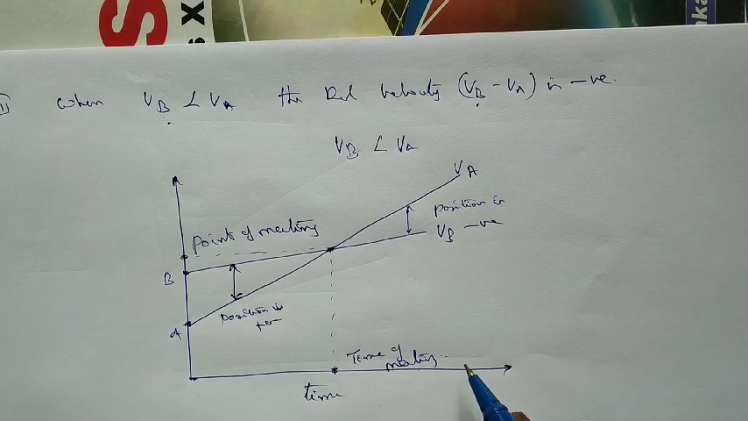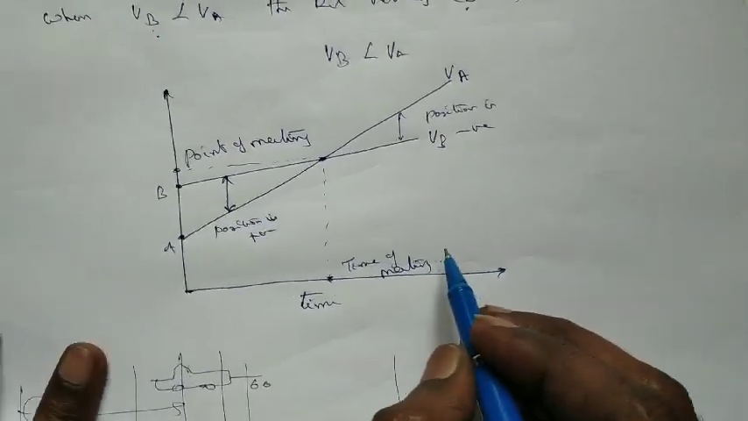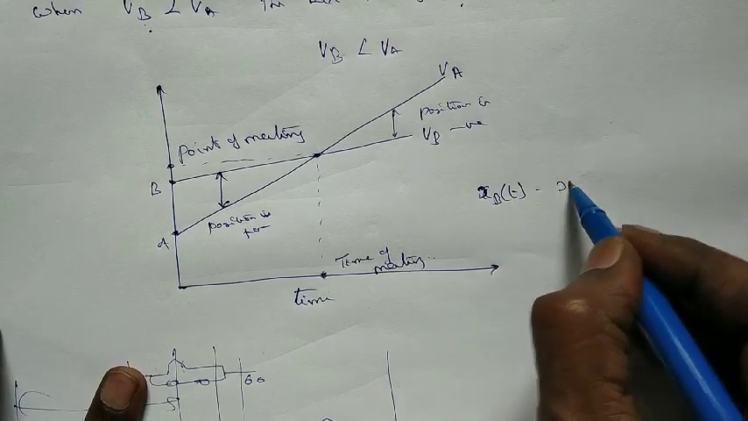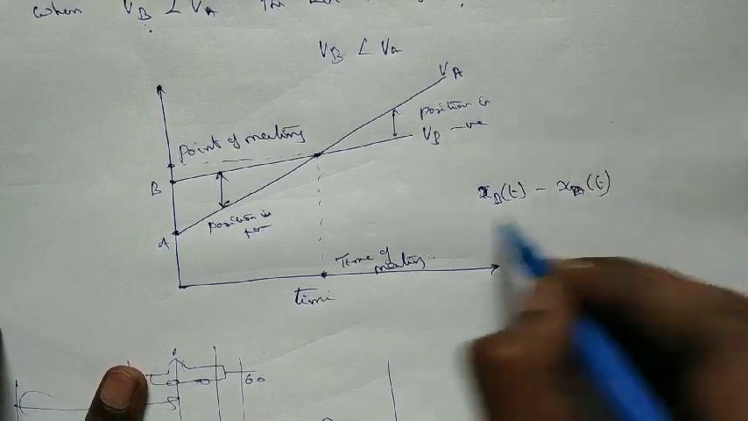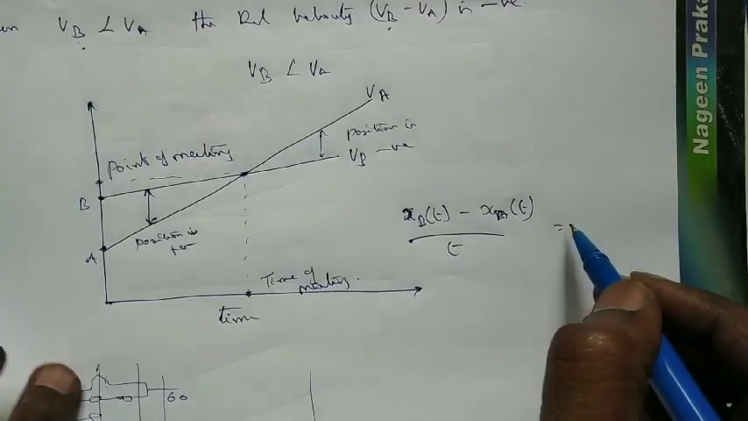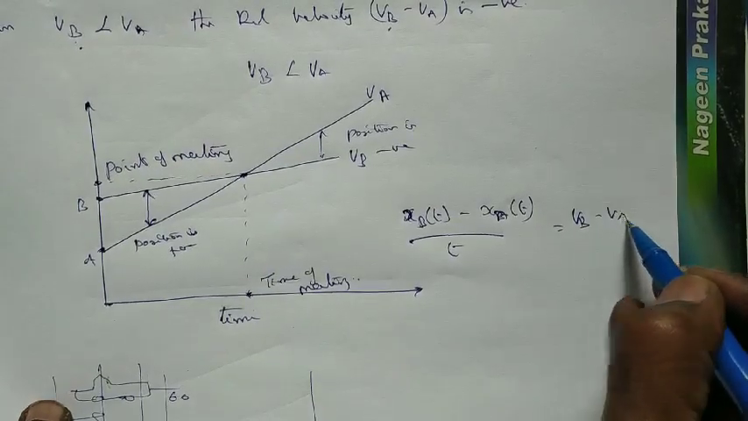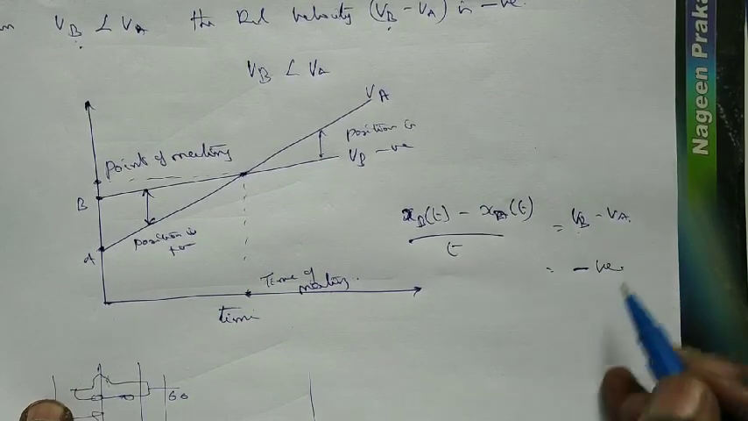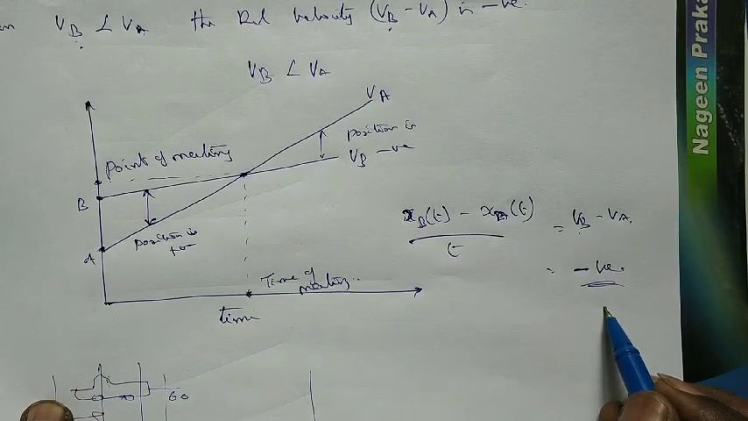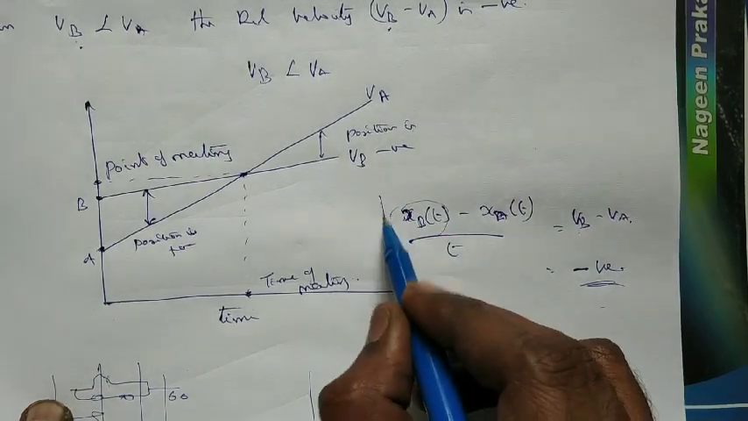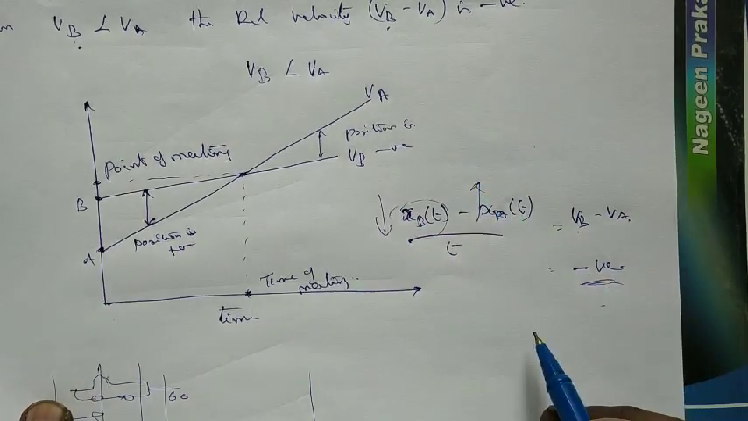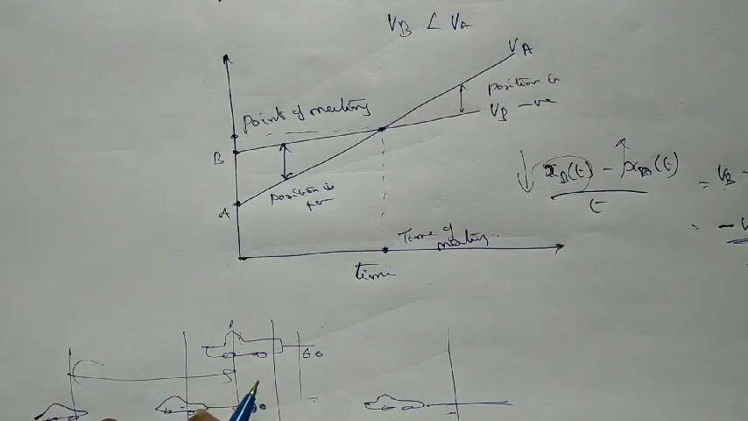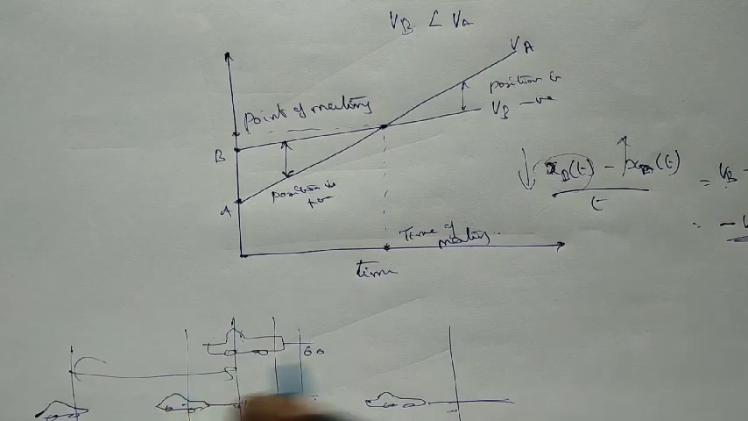When VB is less than VA, you will find the position time graph. So you will get here XB(t) minus XA(t) upon t is going to be equal to VB minus VA, and this is less, this is greater, so it's going to be a negative value. If this is a negative value, what happens? This distance is going to keep on reducing, so it is going to keep on reducing the distance. At one point of time it meets each other and keeps moving ahead.